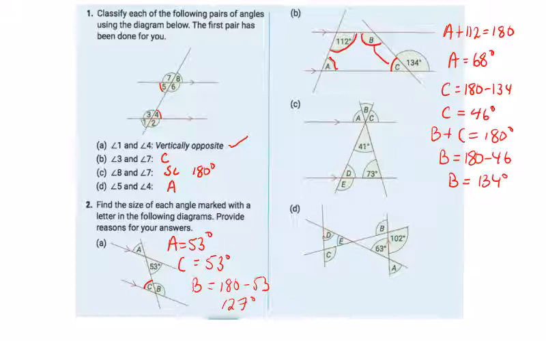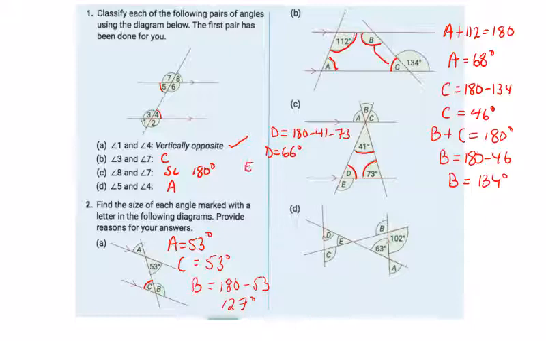In part C, well, what do we have first? D jumps out because we have three angles in a triangle. That will enable me to get E. So D is equal to 180 minus 41 and 73. 180 minus 41 minus 73. That's 114, which would leave 66 degrees for D.